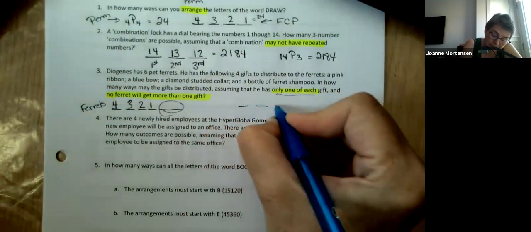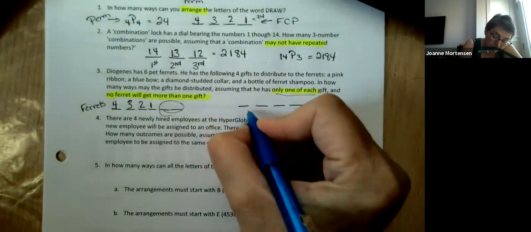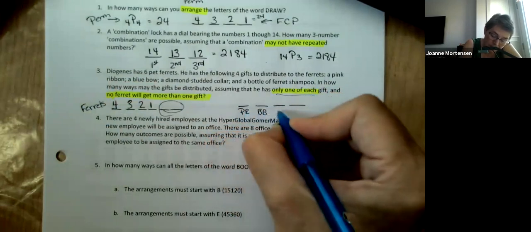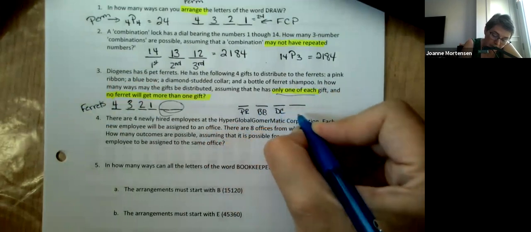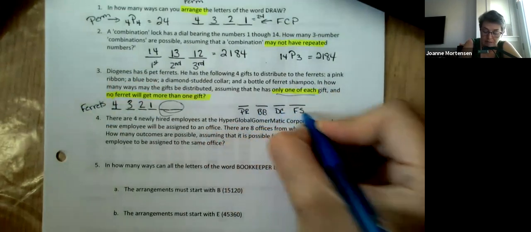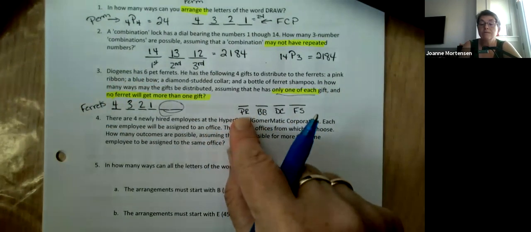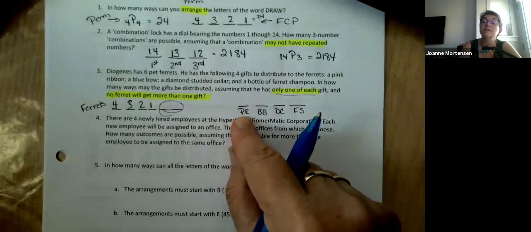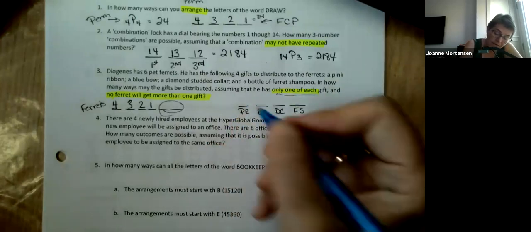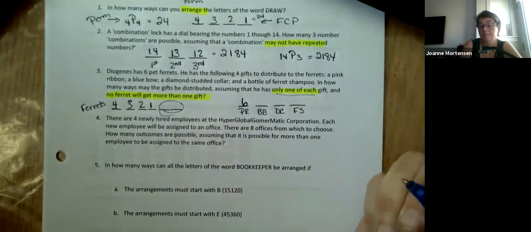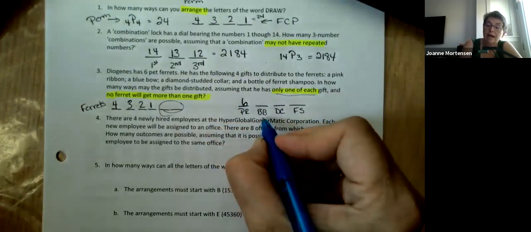1, 2, 3, 4. So make this pink ribbon, the blue bow, diamond collar, and ferret shampoo. Let's do it the other way. When it goes to give out the pink ribbon, how many ferrets is he going to give it to? There was 6 in total. So there we go. Okay.